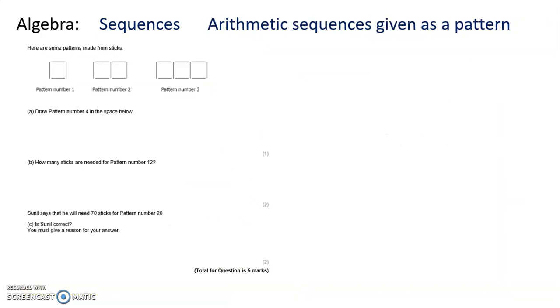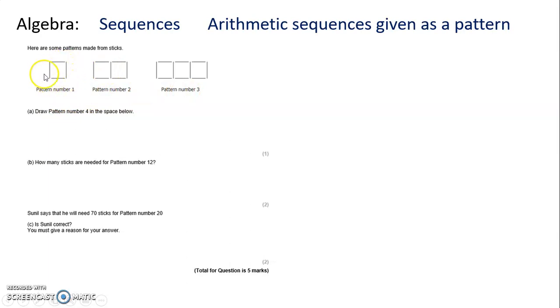Okay, so today's lesson, arithmetic sequences when they're given as a pattern, and we're going to do this by looking at some exam questions, and then I have 4 exam questions that I want you to try. So we have been given a pattern that's made from sticks. This is labelled number 1, number 2, number 3, so this is like the term number. And then to find the actual term itself, I need to count the matchsticks.